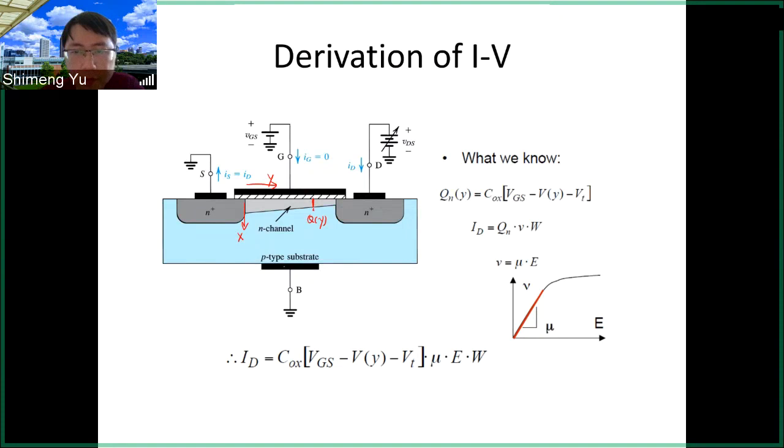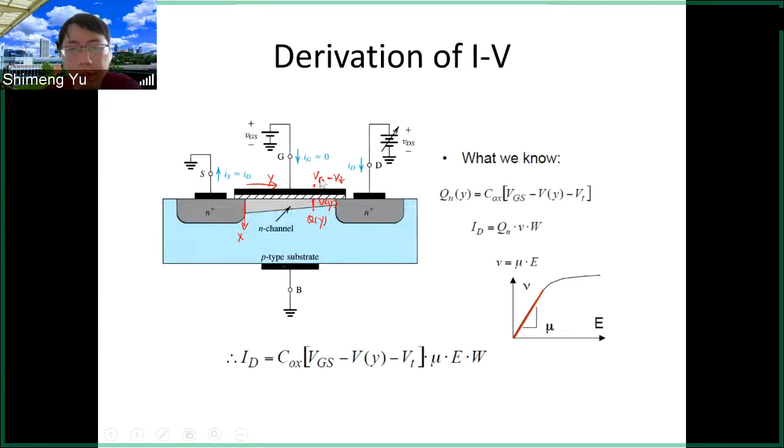And this charge density, as we just discussed, is proportional to the voltage difference between the gate voltage here and the channel's potential Vy here. The difference between the gate voltage and the Vy determines the charge density. But first, we need to use the gate voltage minus Vt to determine the voltage difference, because you need to invert the channel first. So we need to overcome the threshold voltage.